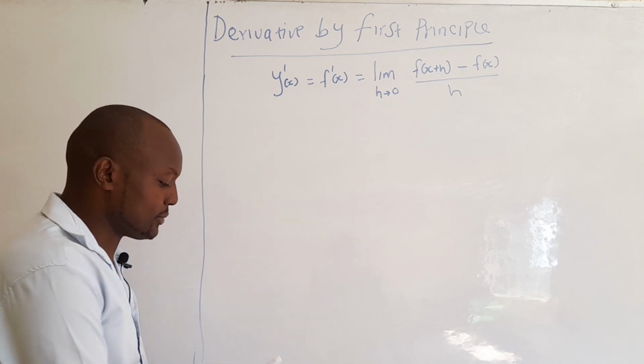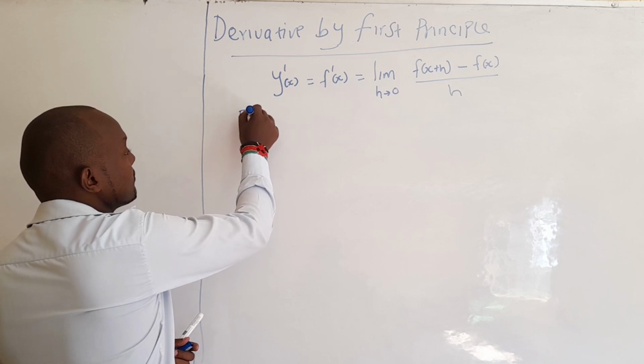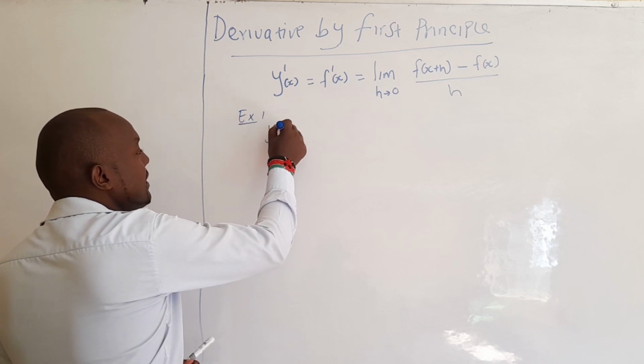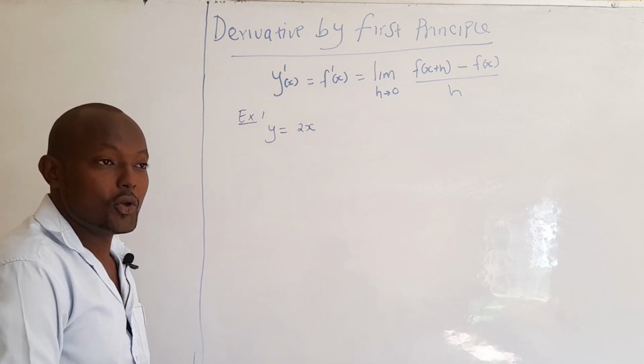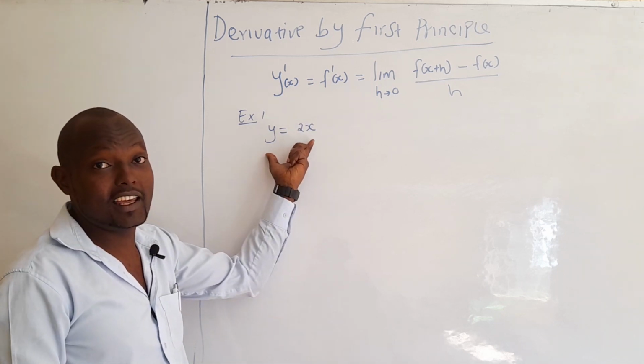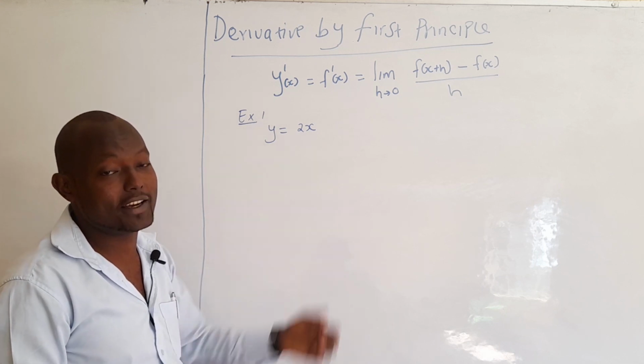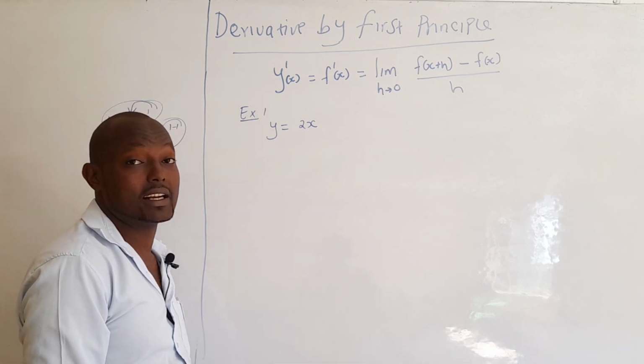So my first example: you are given a function y equals 2x. We need to differentiate this one, and we are differentiating it using first principle. How do we solve this one?